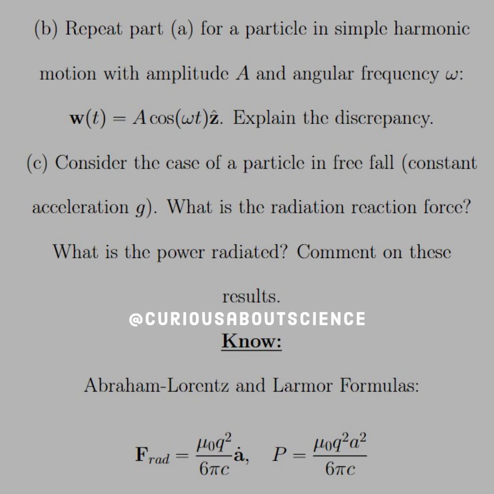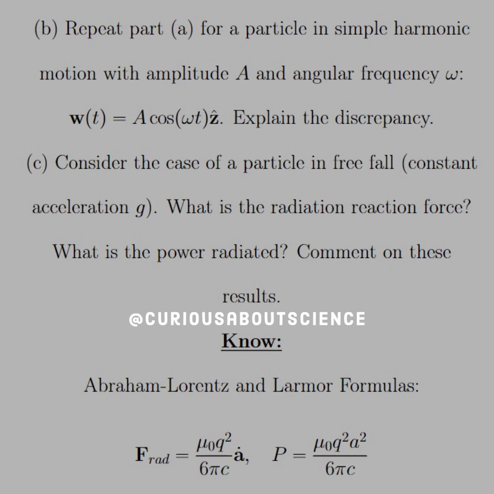Okay, part B. Repeat part A, but for a particle in simple harmonic motion with amplitude A and angular frequency omega, hence w(t) is equal to A cosine omega t z hat. Explain the discrepancy. Okay, we might have a paradox come up out of this. Now, in part C, consider the case for a particle in free fall, constant acceleration g. We saw that just a couple questions ago. What is the power radiated? Comment on these results.